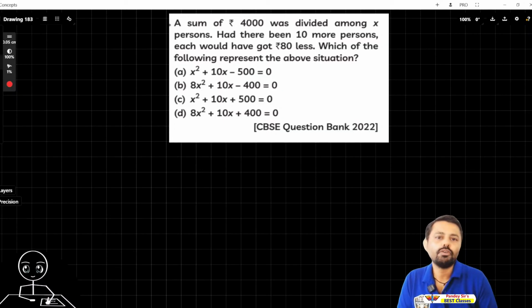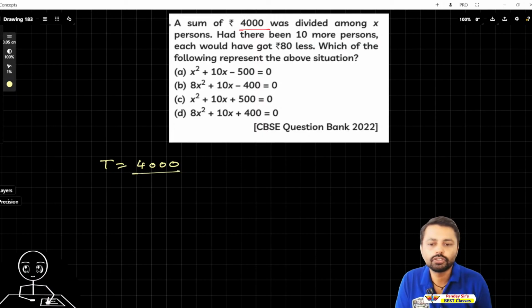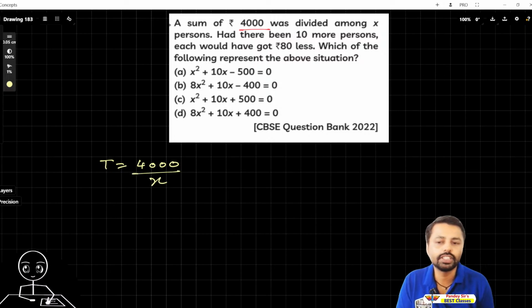See, a sum of 4,000. So the total is given. Total equals 4,000, was divided among x persons. So each of the x persons will get 4000 by x. Had there been 10 more persons, each would have got 80 less.